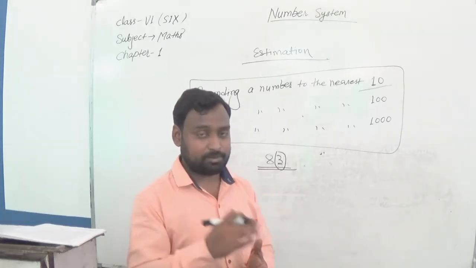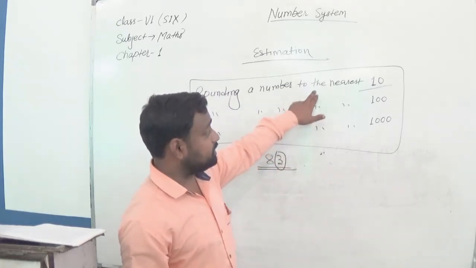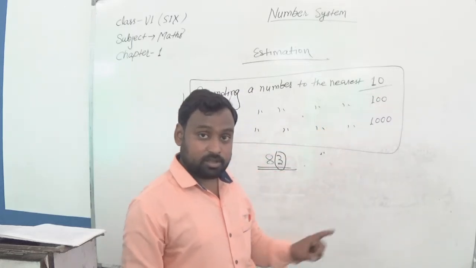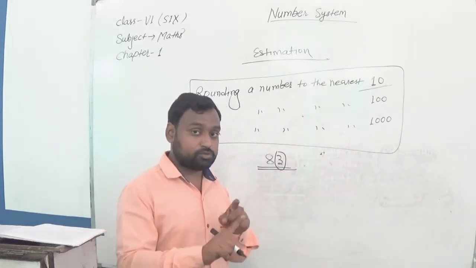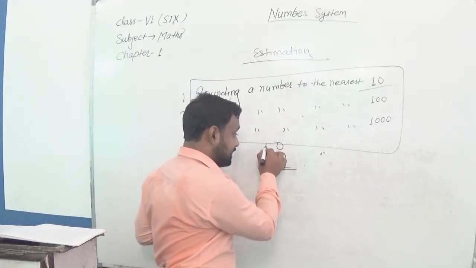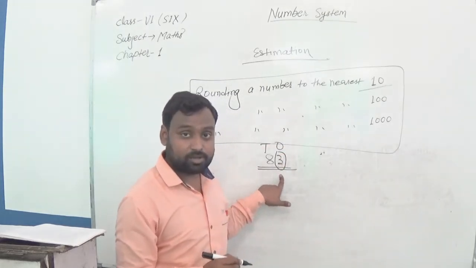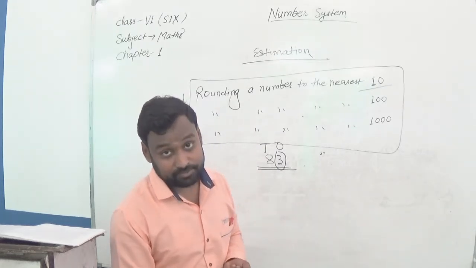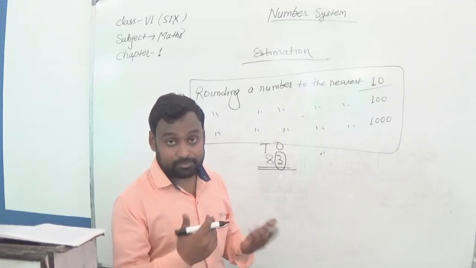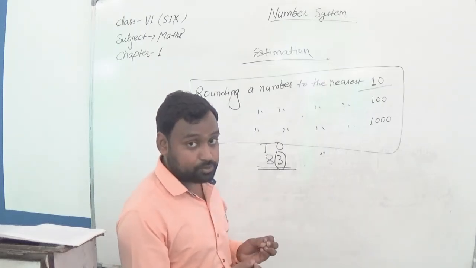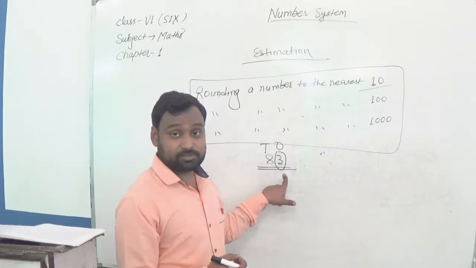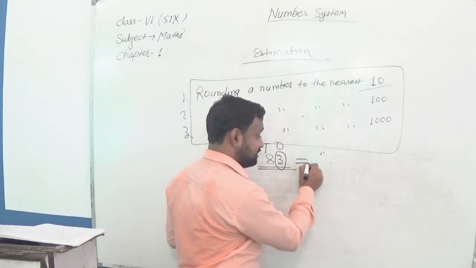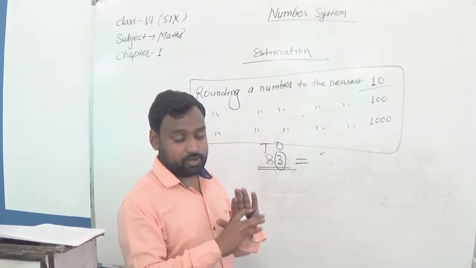What I told, once again I am repeating. To round off a number to the nearest 10, what do we have to focus on? We have to focus on the digit at ones place. If the digit at ones place is less than 5, what we have to do? We have to replace this digit at ones place with 0, and the rest of the digits will not be changed.